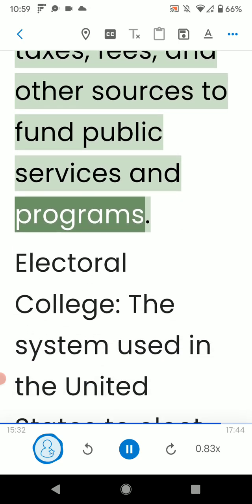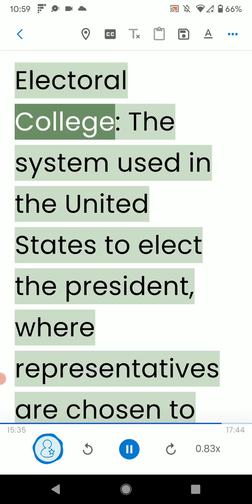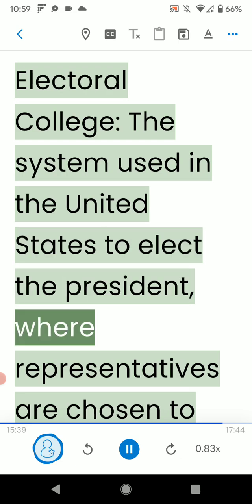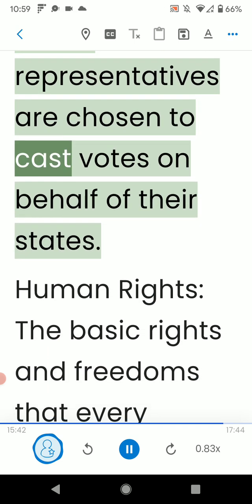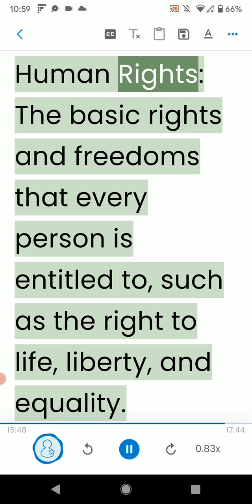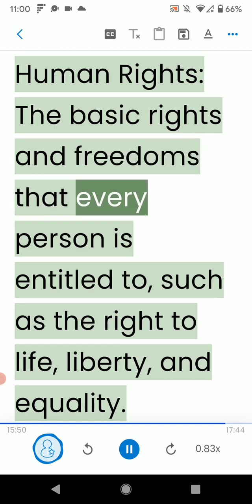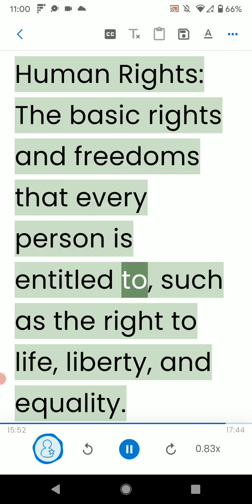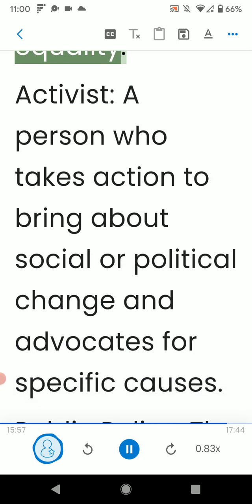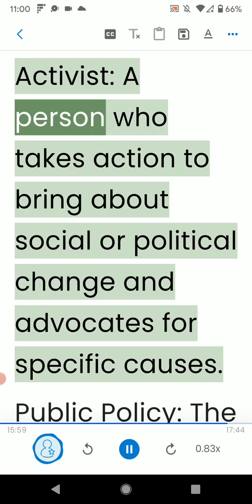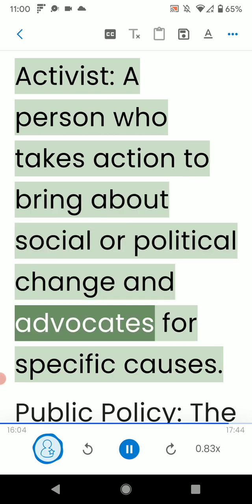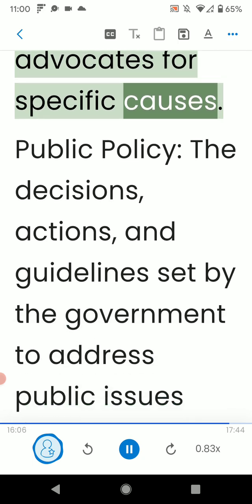Electoral college, the system used in the United States to elect the president, where representatives are chosen to cast votes on behalf of their states. Human rights, the basic rights and freedoms that every person is entitled to, such as the right to life, liberty, and equality. Activist, a person who takes action to bring about social or political change and advocates for specific causes.